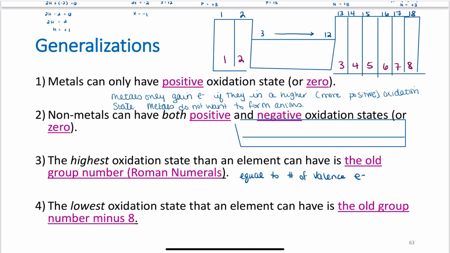So when I say old group numbers, the highest oxidation state an element can have is the old group number. I mean these numbers that are written here. So it's kind of like groups 1 and 2 stay the same, but for these groups here, it's kind of taking their numbers and subtracting it from 10. That's the highest oxidation state it can have, meaning the most positive.